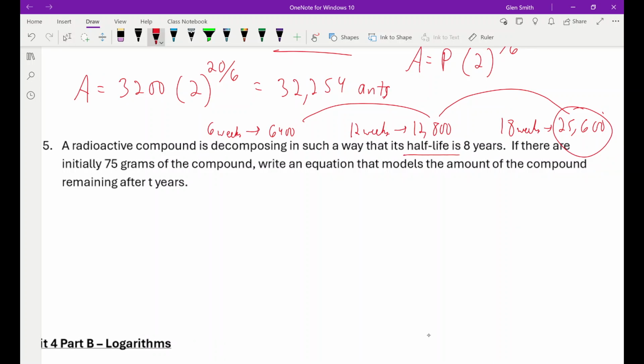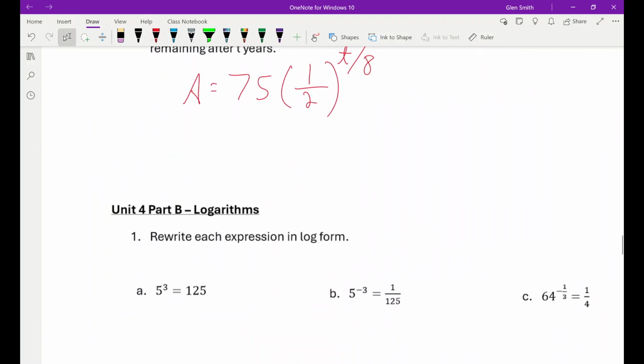All right. And here we have something with half-life. So this is the same thing as the last one, except instead of multiplying by 2, we're going to multiply by a half. So we have 75 grams to start. So the amount left over is 75. We're cutting it in half every 8 years. Okay? So it's raised to the amount of years divided by 8. That's it. That's how all those numbers play.